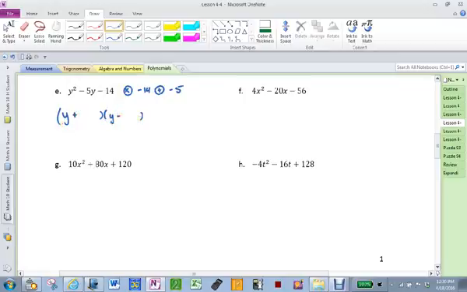What are they? Negative 7 and 2. Has to be negative 7 and positive 2, doesn't it? Yeah. 2, negative 7. Is 2 minus 7 negative 5? Yes. Is 2 times negative 7 negative 14? Yeah. So we're right. Everybody cool?